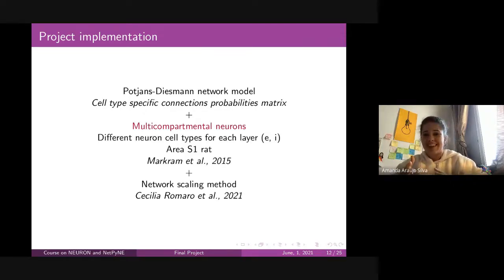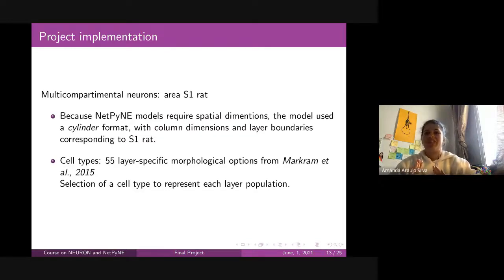The interesting thing is that to apply the multi-compartmental neurons, different from Cecilia et al., we tried to use different neuron cell types for each layer. These cell types came from area S1 of the rat, from Markram's results. So, okay, we are going to implement Potjans-Diesmann with compartmental models of this specific area.